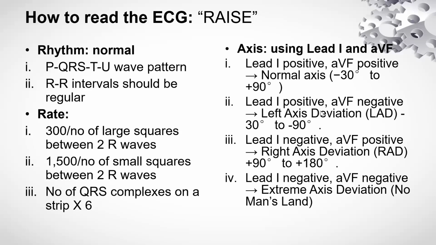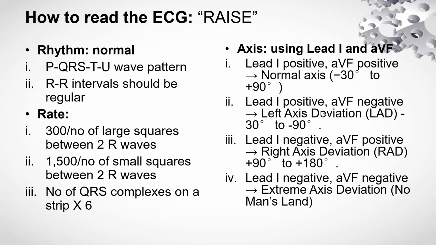So after you have looked at the rhythm and confirmed a regular or sinus rhythm, you want to look at the rate. What is the heart rate? You divide 300 by the number of large square waves between two R waves. After I leave here, I will show you how to do that. 300 divided by the number of large square waves between two R waves.